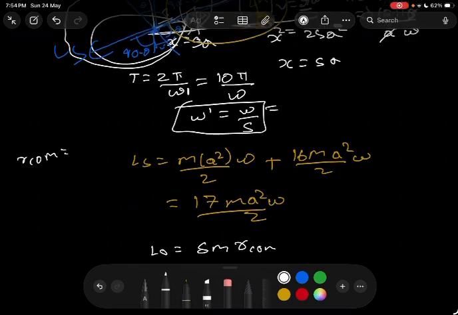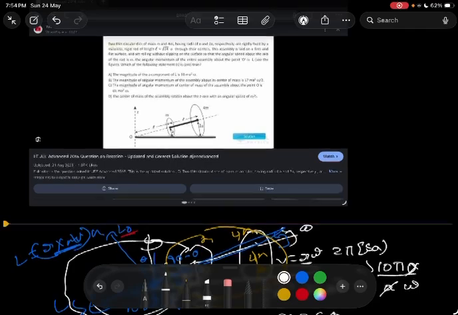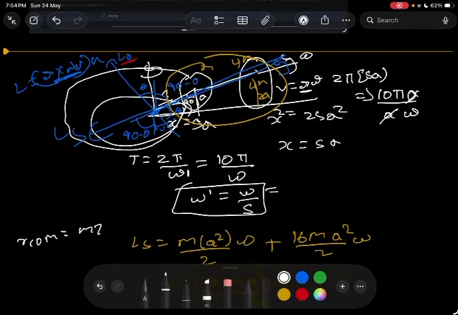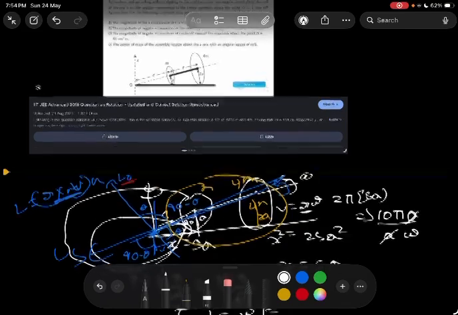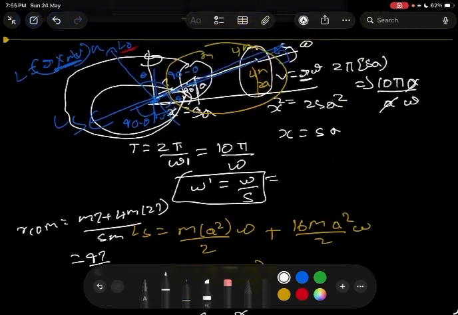So what is the center of mass of the system? This is m, and the distance from the center is L, so mL. For the second one, 4m, and the distance is 2L, so 4m times 2L is 8L, over 5m. So it will be 9L by 5. We can see that from finding the value of the center of mass.